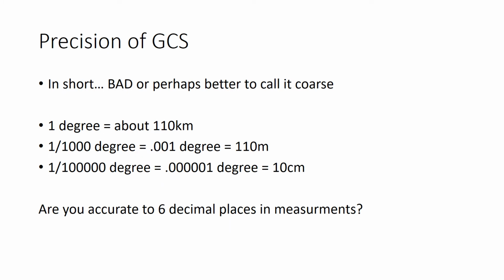What's bad with a GCS? Why don't we use them for other things? 1 degree is 110 kilometers, and so you have to go to like 6 decimal places to get accurate measurements, and so we don't want to do that.